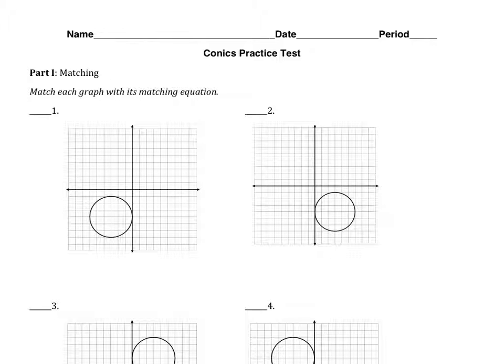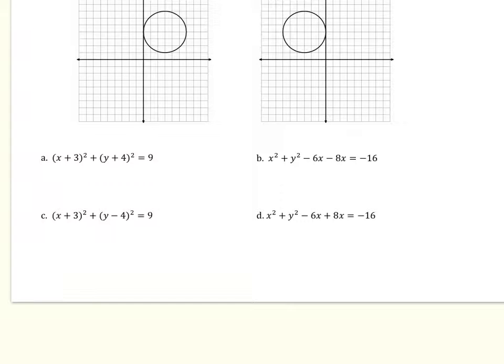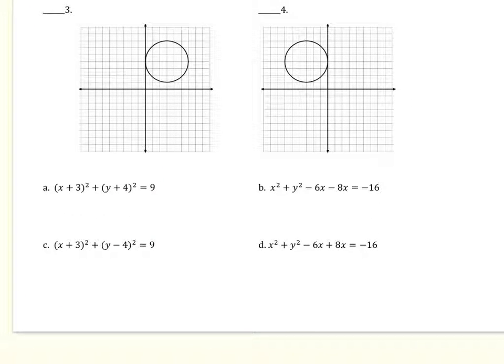Okay, so now I'm going to go through your practice test and create a key so that you can check your answers either in class or at home. So I'm going to scroll down to the bottom section because I have to match these 4 equations to the circles above. So the first thing I hope you remember is that the equation of a circle is x minus h squared plus y minus k squared equals the radius squared.